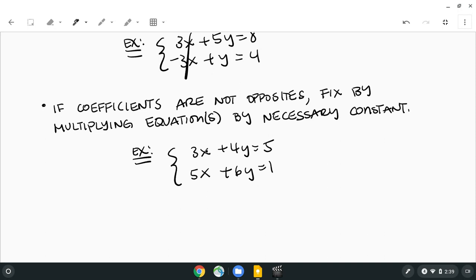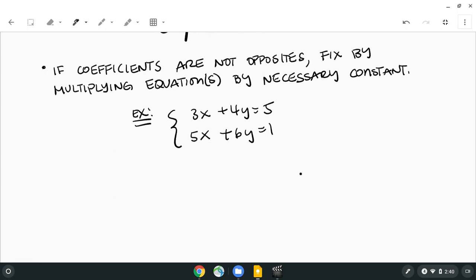And first of all, you have to choose, okay, well, what do you want to eliminate? Do you want to eliminate the x's or do you want to eliminate the y's? It doesn't matter which one you choose. Okay, at the very end, everyone will still get the same answer or should get the same answer. Okay, so I'm going to go ahead and choose to eliminate the y's. Again, you could choose x's or y's. If I want to eliminate the y's, then they need to have the same coefficient but opposite signs, right?